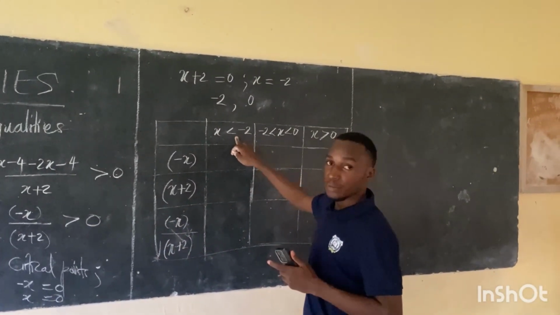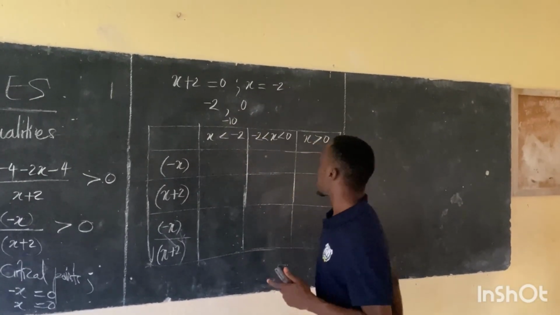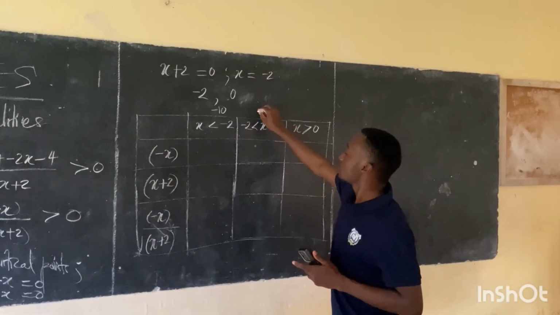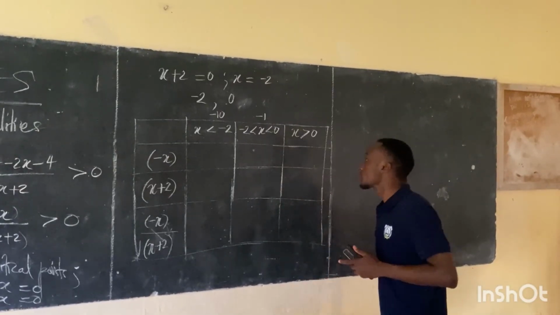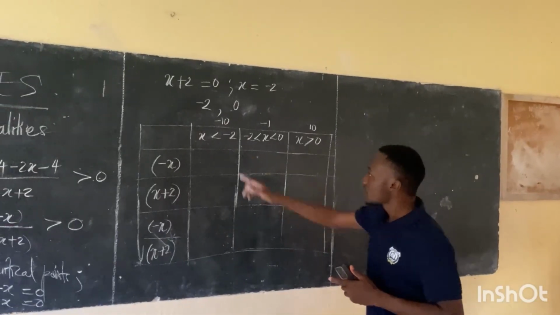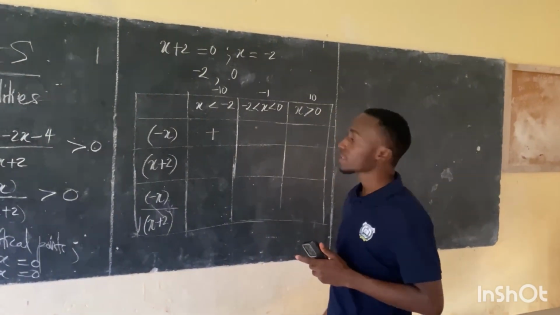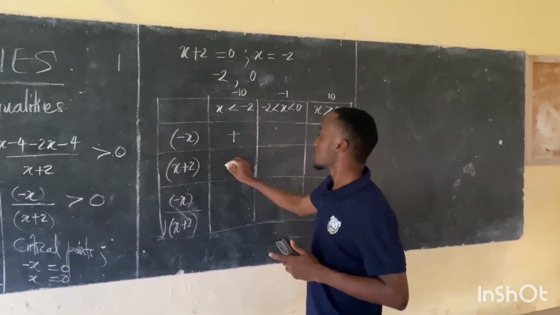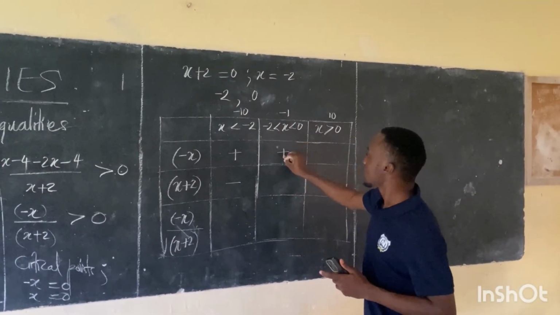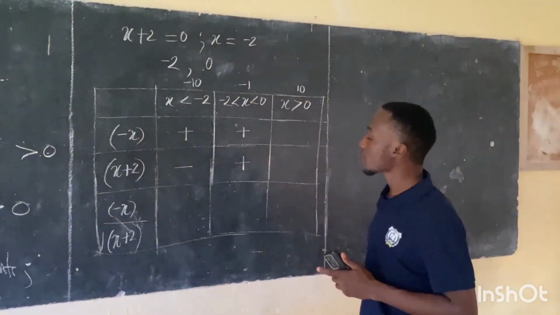So we shall pick a value of x which is less than -2, and we can use -10. For any value between -2 and 0, we can use -1, and here we can use 10 because we are sure it is greater than 0. So -10 in here makes this positive. It makes that negative. A -1 in here makes that positive. -1 in here, still that is positive.